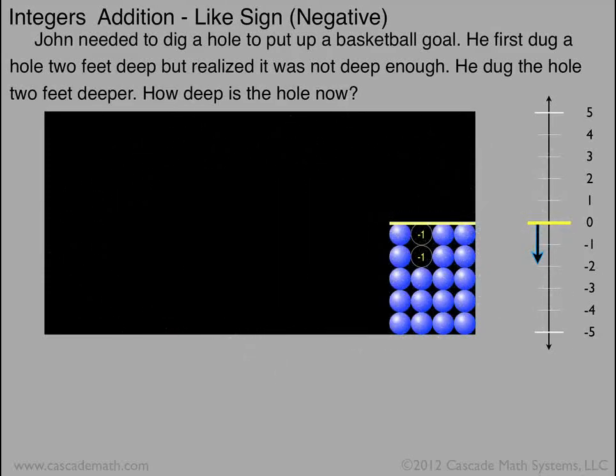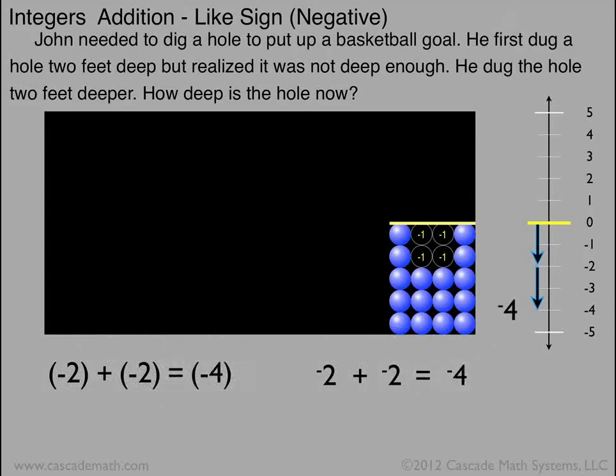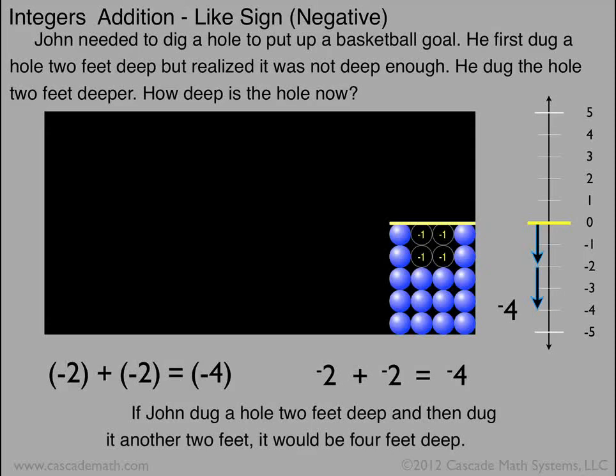Here's how I finished the problem. I represented the 2 more feet that the hole was dug as a -2. -1, -2. To see how deep the hole was, I added them together. -2 plus -2 equals -4. If John dug a hole 2 feet deep and then dug it another 2 feet, it would be 4 feet deep.